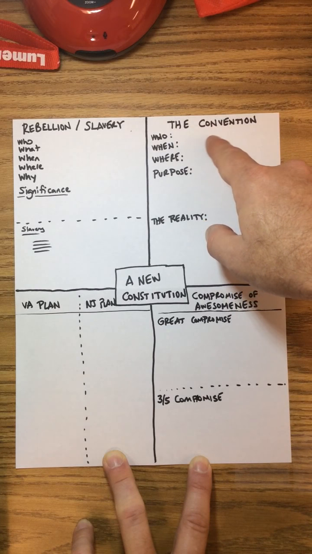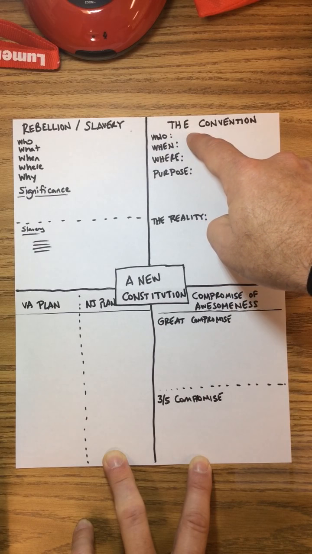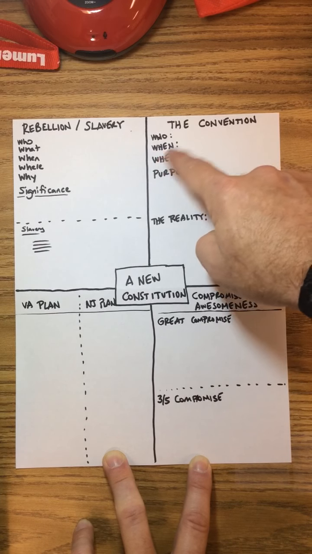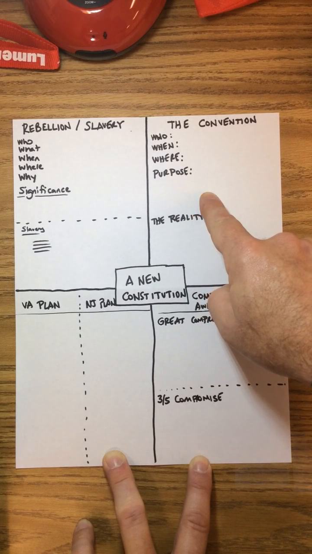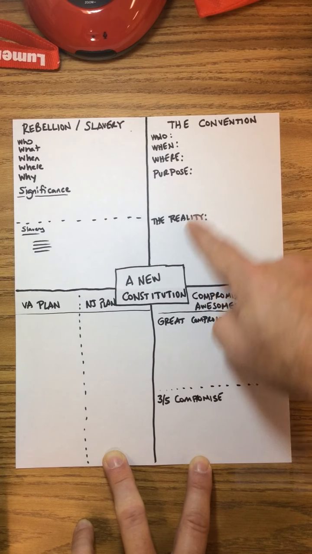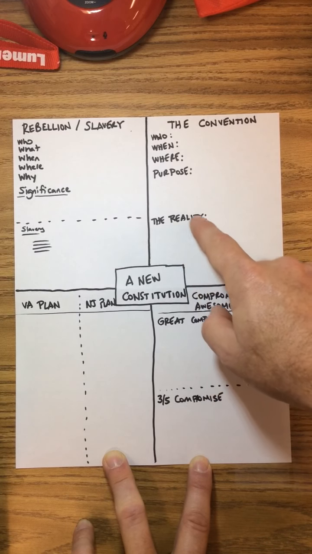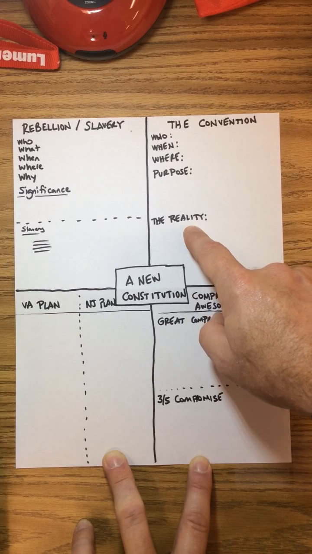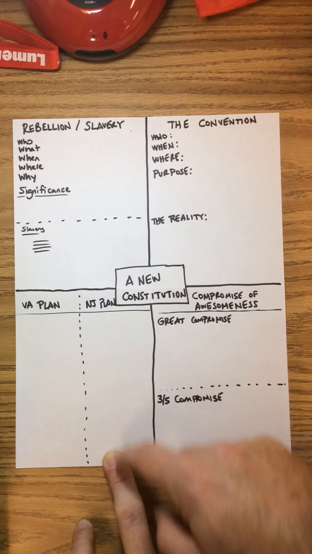Move over to the convention, and we need to know who was there, what type of people were there, and who was not represented. When did it take place? Where did it take place? What was the original purpose of the convention? The book does tell you. In reality, what did they really do there? And that is, again, not specific for the book, but you should be able to get that.